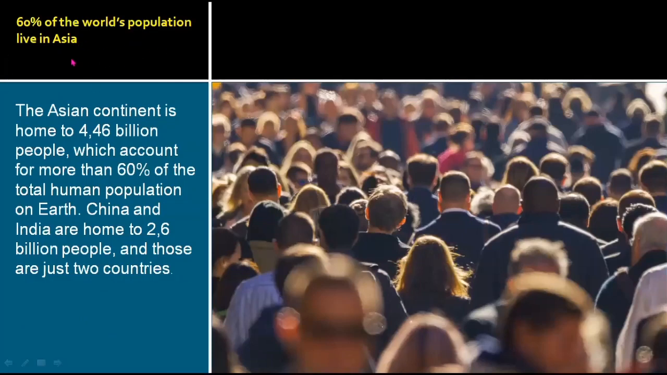60% of the world population lives in Asia. So this is also a fact. The Asian continent is home to 4.46 billion people, which accounts for more than 60% of the total human population on the earth. So almost 60% of people live in Asia. China and India are home to 2.6 billion people.